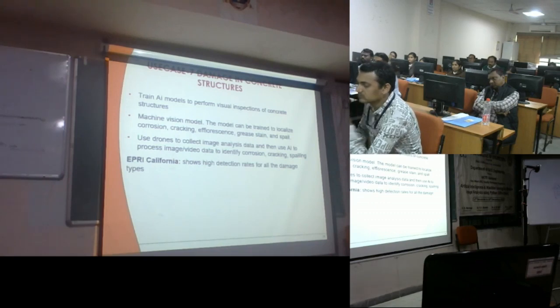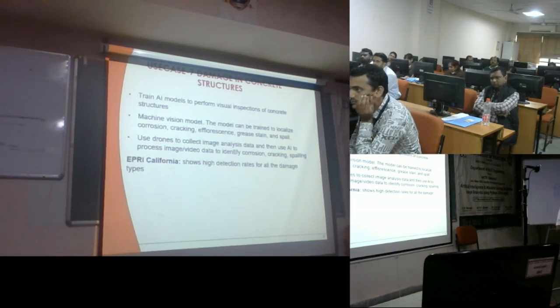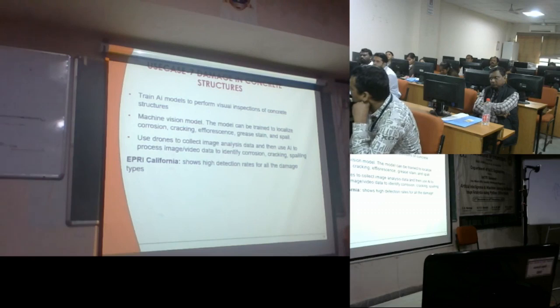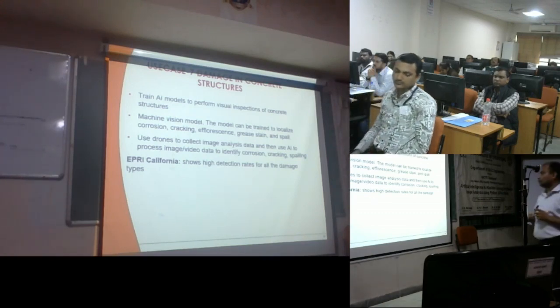So here the images are basically processed by the AI algorithm, and those images will be compared with the normal images, and it will extract all those features. So the features will be compared, and any substantial trend in the features will indicate that damage in the civil structure has started. So it can also analyze.